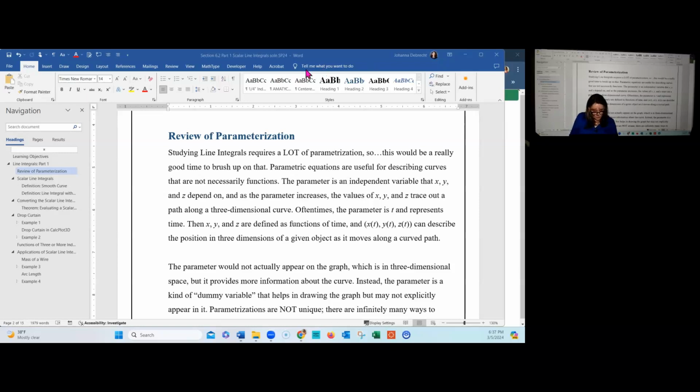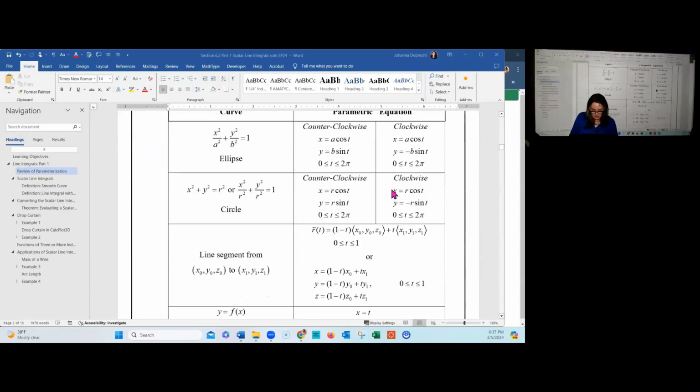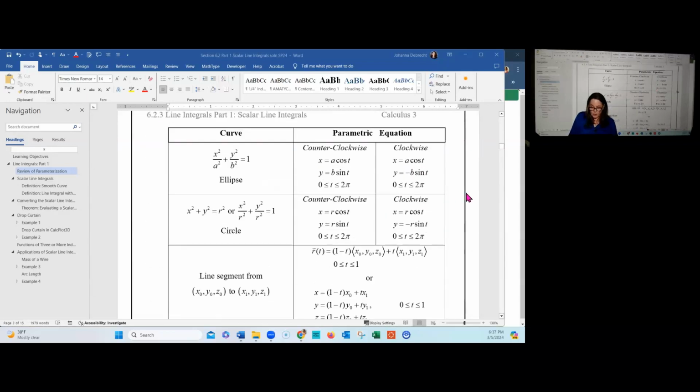Let's go ahead and review some of our more common parameterizations. We studied these quite a bit earlier at the beginning of chapter 3, and now we see them again here. We can parameterize an ellipse, x squared over a squared plus y squared over b squared equal to 1, in the counterclockwise direction by setting x to be a cosine t and y to be b sine t, and allowing t to vary from 0 to 2 pi. We can go clockwise by taking the opposite value for y, negative b sine of t, but again allowing t to vary from 0 to 2 pi.